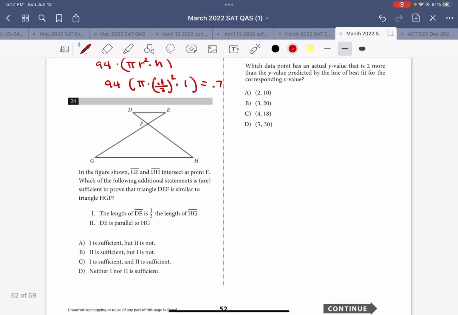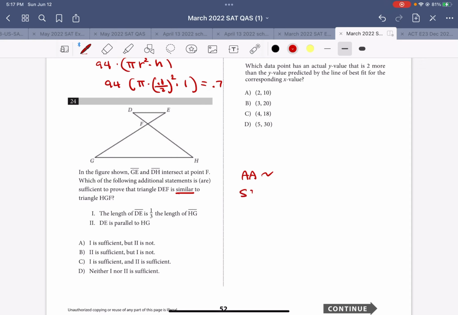Number 24. In the figure, GE and DH intersect at point F. Which of the following additional statements is sufficient to prove triangle DEF is similar to HGF? So they are similar. If you recall from geometry, how are you going to prove two triangles are similar? You have basically three similarity criteria. AA similarity: as long as two angles are congruent, they are similar.